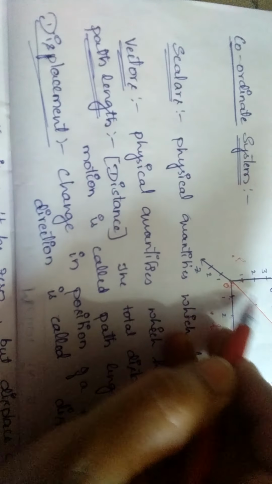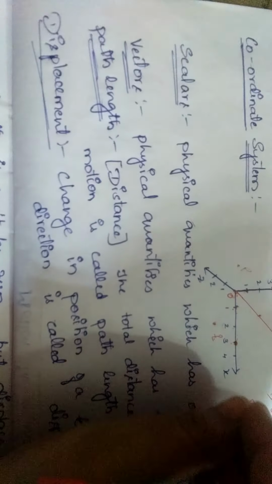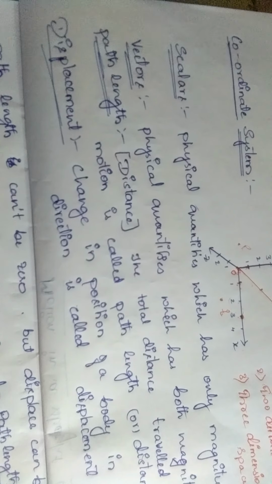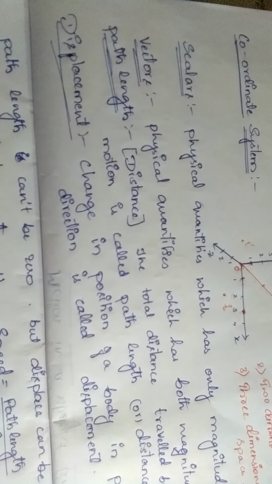If an object covers equal distance in equal interval of time, then we call the object to be in uniform motion. Then what is meant by the scalar? Scalar means a physical quantity which has only magnitude, so that we call scalar.